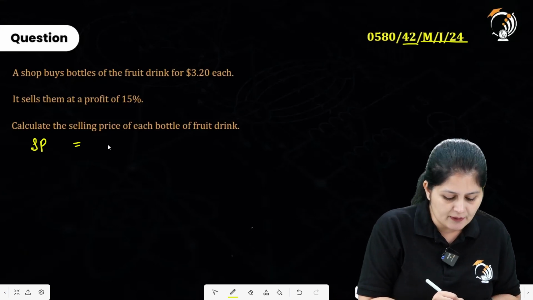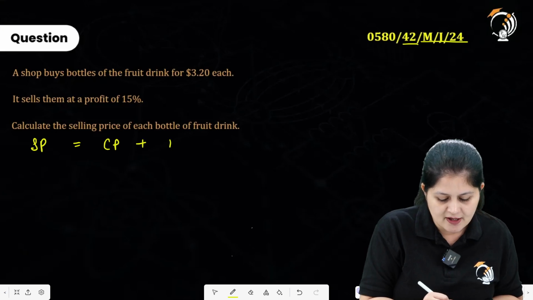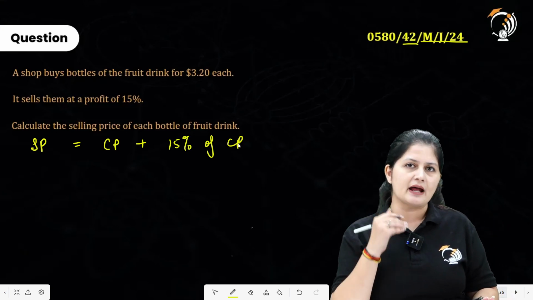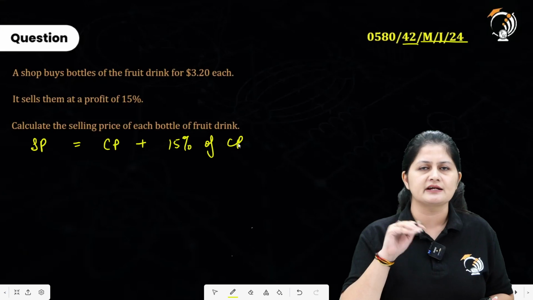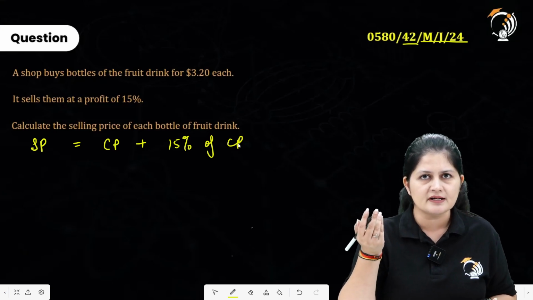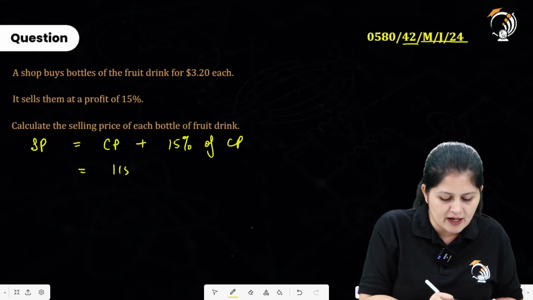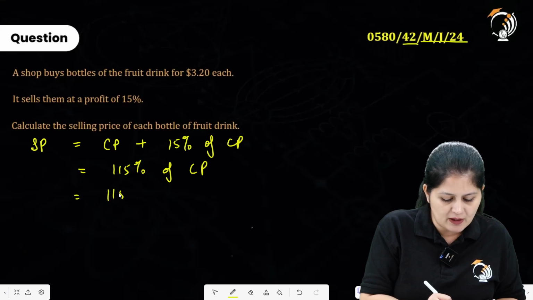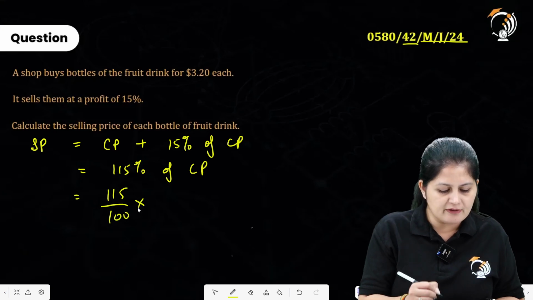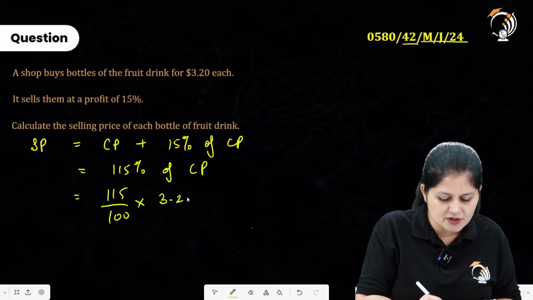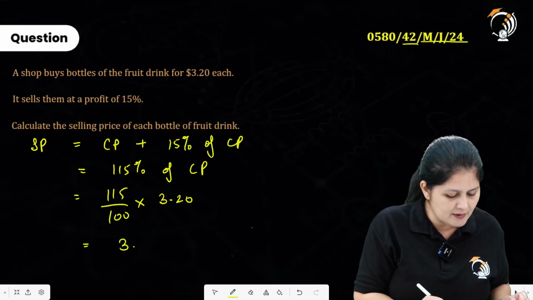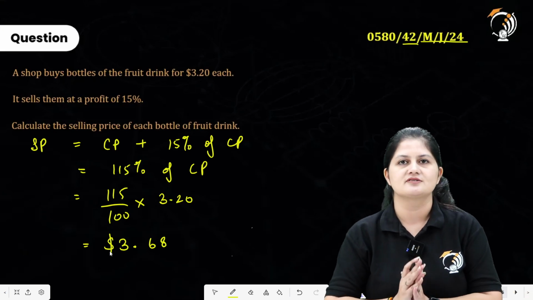So clearly, that is going to be the cost price plus 15% of the cost price. This means that if the initial price was 100%, it has gone to 115% now, which can be written as 115% of the cost price, right? So this is going to be 115 over 100 multiplied by the cost price, which is $3.20. Let's use the calculator to get this value. So the selling price that we are getting here is equal to $3.68. Is that clear?